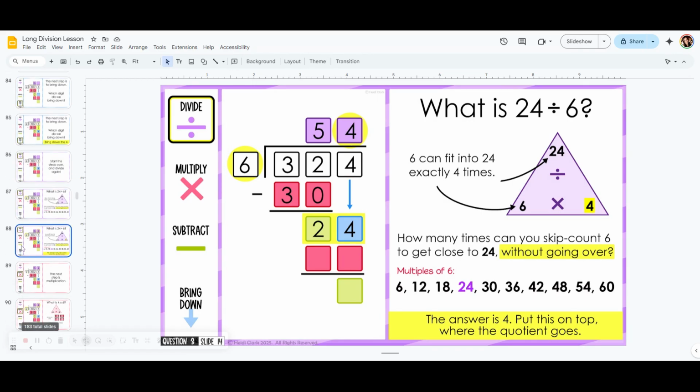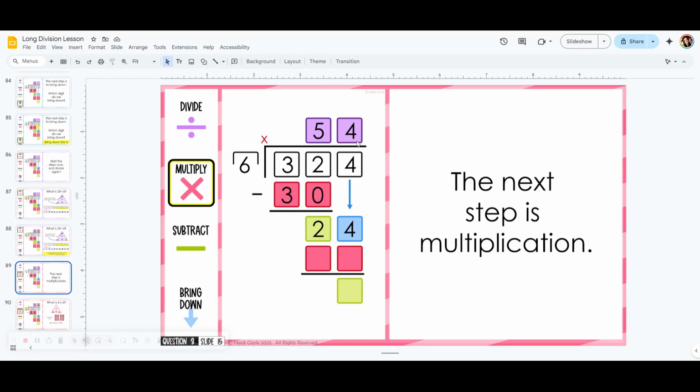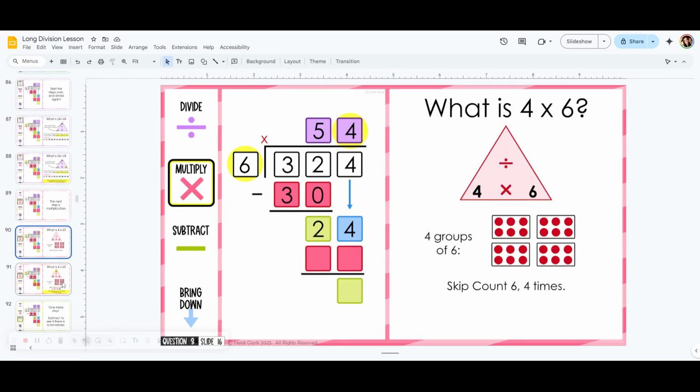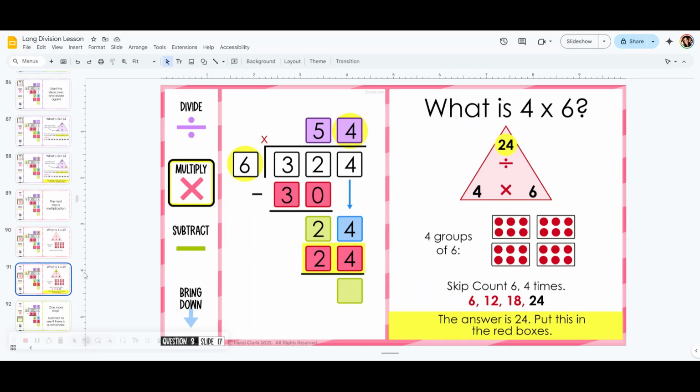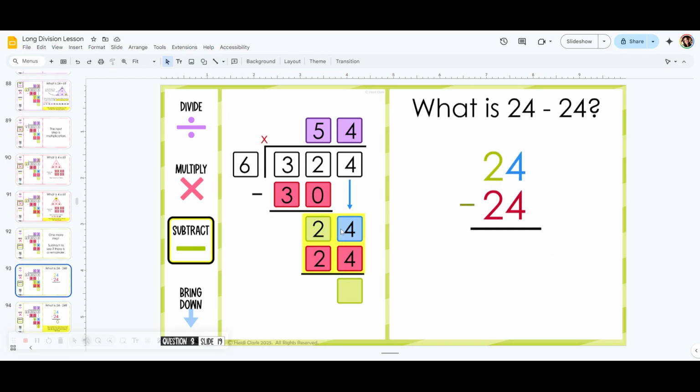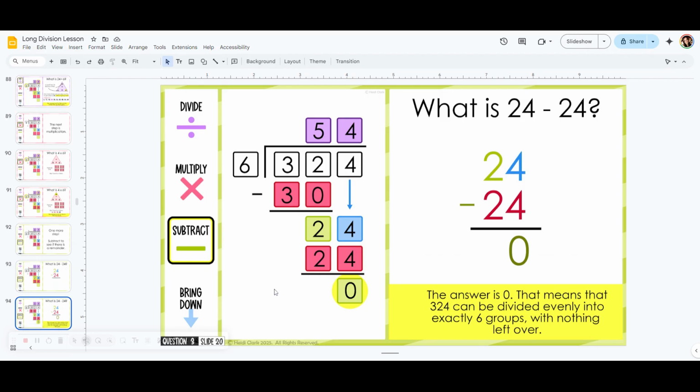Our next step is to multiply. Take that 4 that you just put in and multiply it back times the 6. 4 times 6, and put your answer here in the red boxes. 4 times 6 is 24. Our last step is to subtract. Just to make sure there's nothing left over, we would call that a remainder. So you're going to do 24 minus 24, which is 0. This means that 324 can be divided exactly into 6 groups with nothing left over.